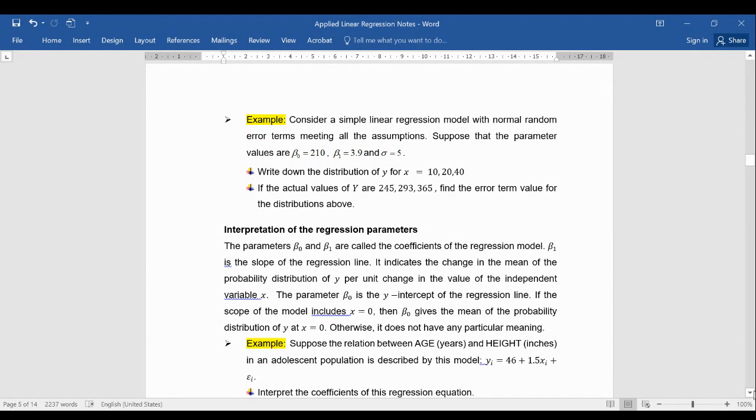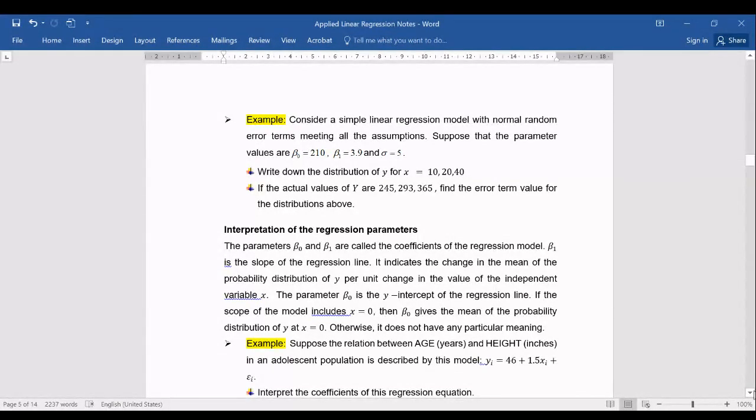So it means the mean of the errors is equal to 0, the variance is constant, and the covariance is 0, and that these errors are normally distributed and they are independent. So that's what we are saying by that statement, that the errors meet all the assumptions.